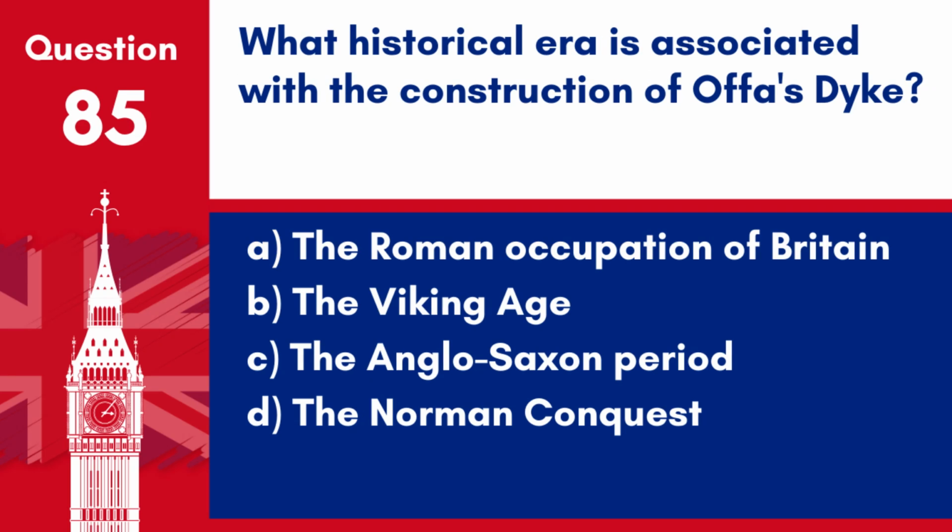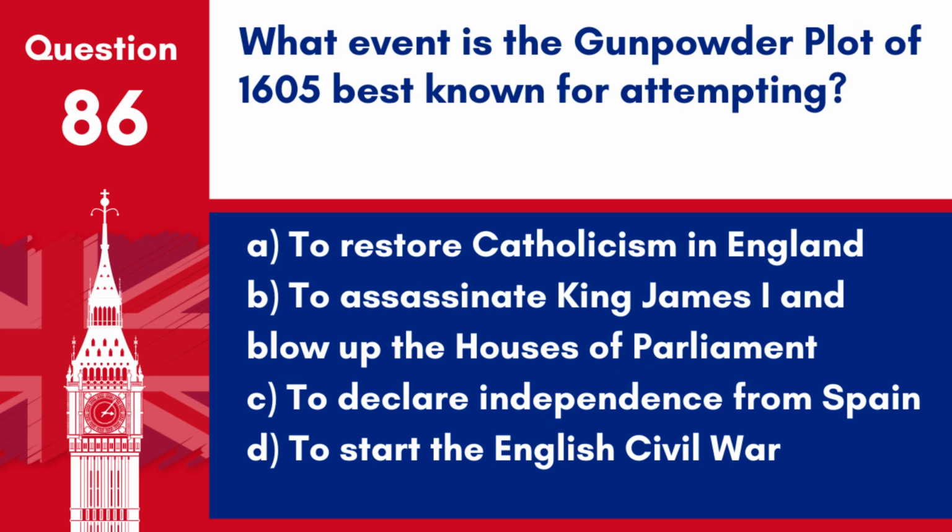Question 85. What historical era is associated with the construction of Offa's Dyke? A. The Roman occupation of Britain. B. The Viking Age. C. The Anglo-Saxon period. D. The Norman Conquest. Answer: C. The Anglo-Saxon period. Offa's Dyke, a large earthwork boundary, is associated with the Anglo-Saxon period, attributed to King Offa of Mercia in the 8th century.